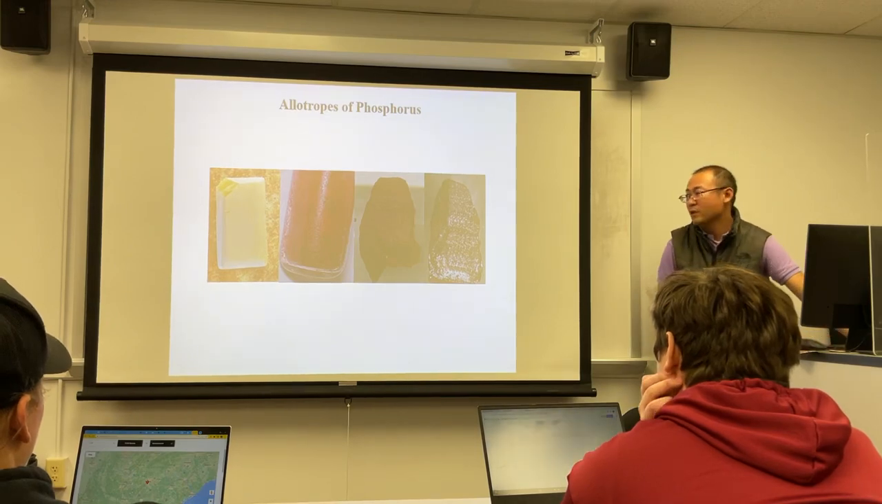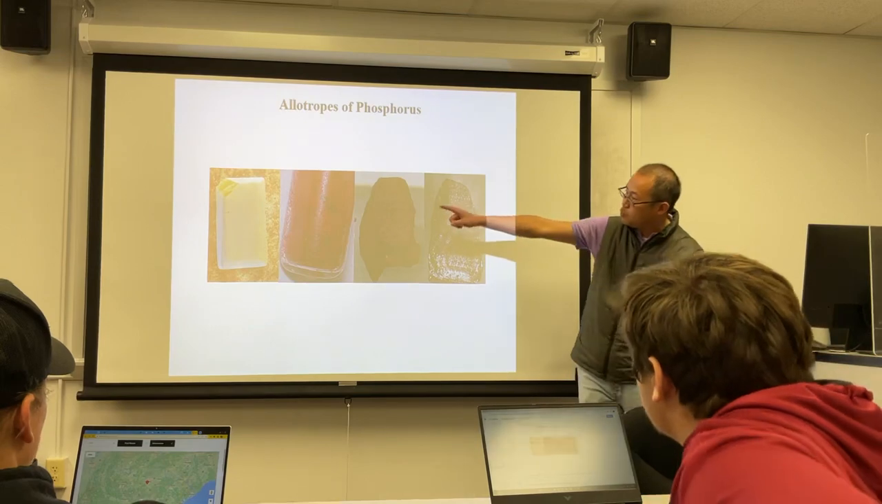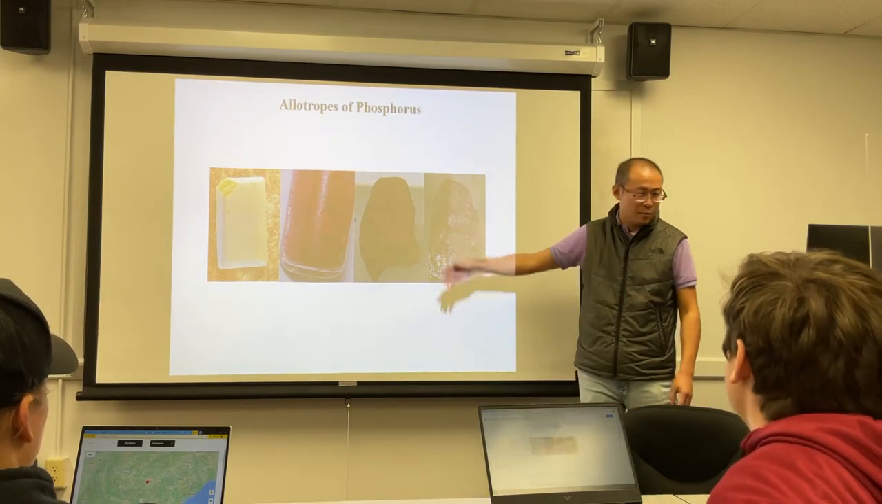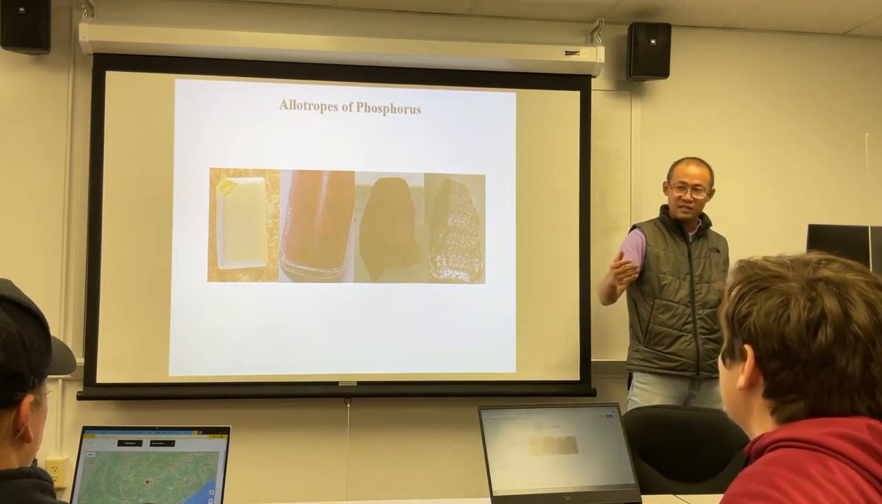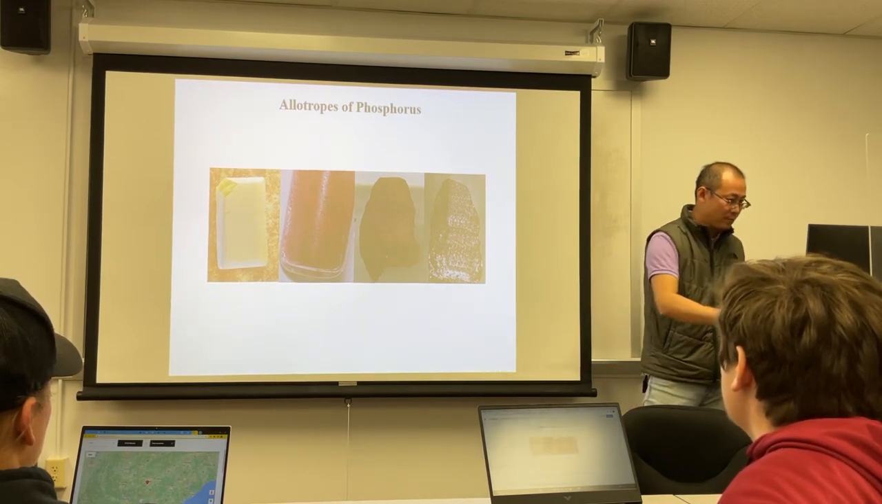This picture shows you different types of phosphorus allotropes. Just for your view, that's white phosphorus, extremely flammable, combustible. It can burst into flame by itself, even lying on the table.